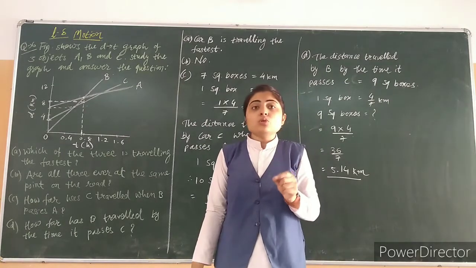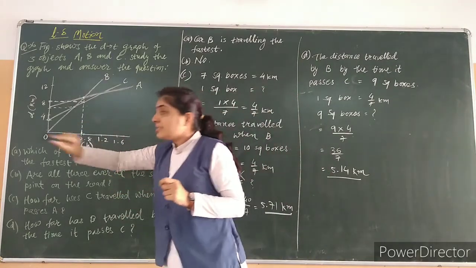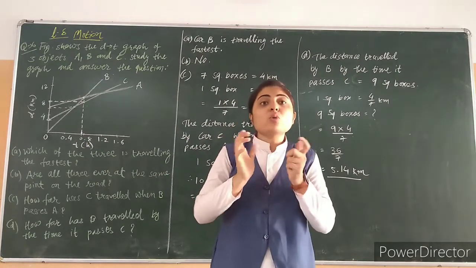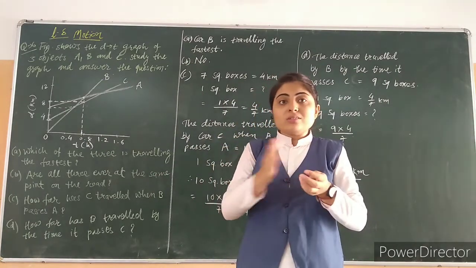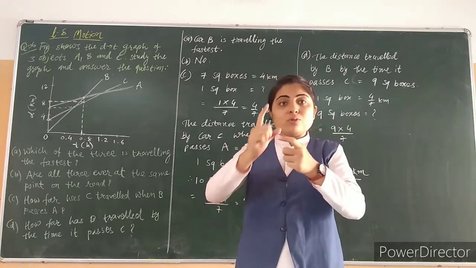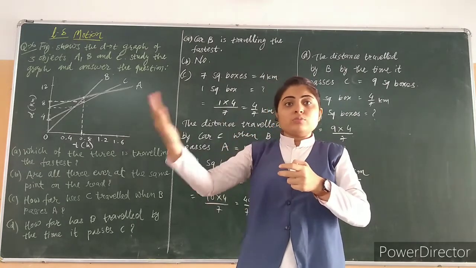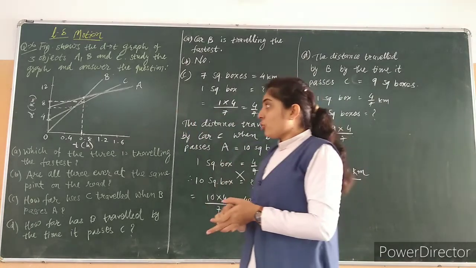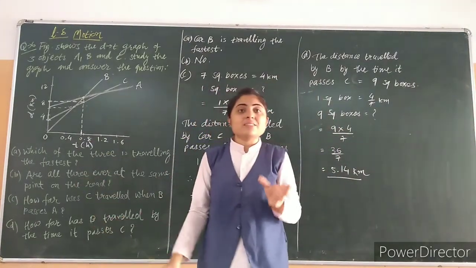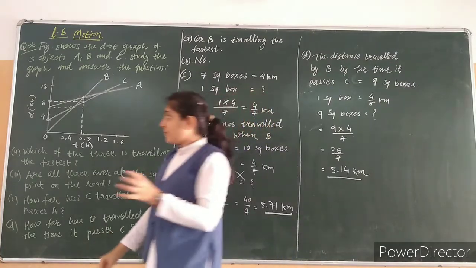But we don't know how much one square box is. One square box is equal to how many kilometers? We don't know. It is not the case that one square box equals 1 kilometer, so that we could just count the boxes and multiply by 1. Here the scale is different. Here it is given.